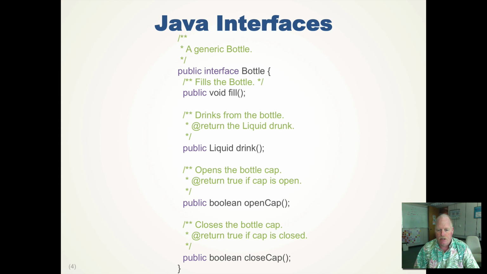We have a method drink that returns liquid. How it returns the liquid, how much it returns, that's up to the implementer of the interface. Open cap, close cap, the relationships between trying to drink when the cap is closed, that is up to the implementer also.